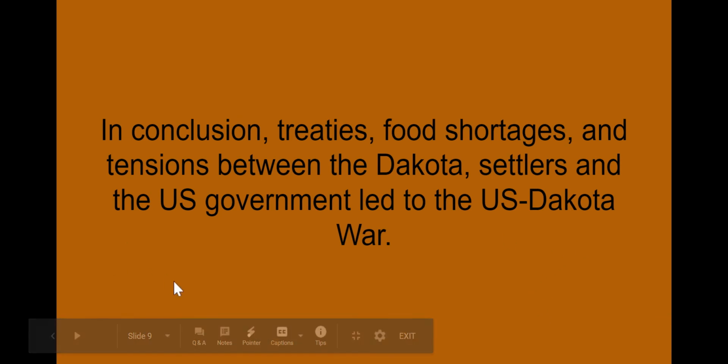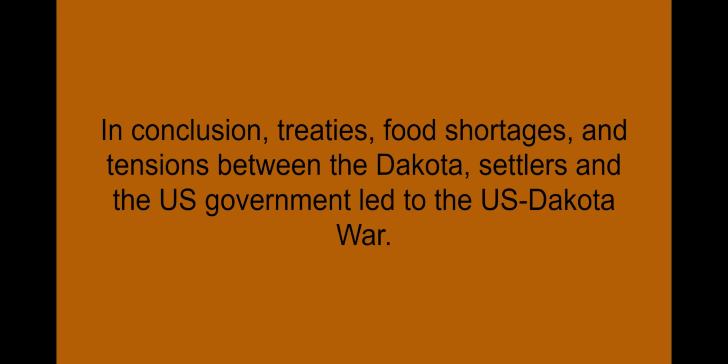So in conclusion, treaties, food shortages, and tensions between the Dakota settlers and the U.S. government led to the US-Dakota War and the ensuing mass execution on December 26, 1862, which is the largest mass execution by hanging in United States history.